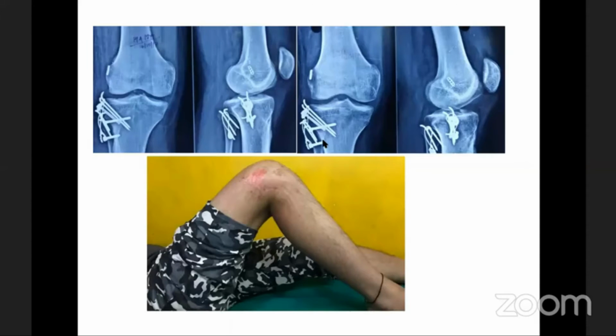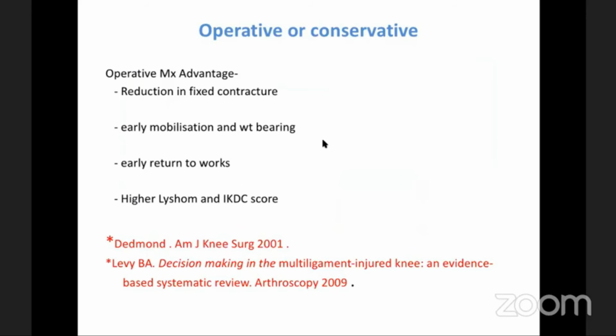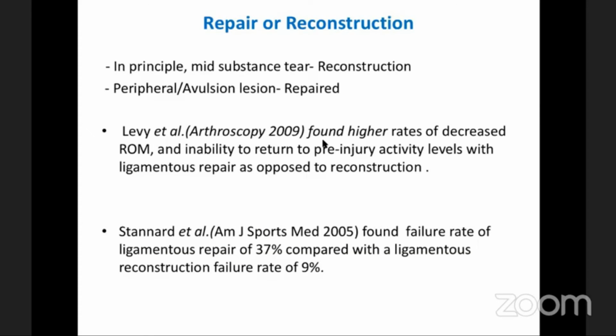This is after the 3 months. Same patient. So about the operative or conservative management, early return to work, and the higher Lysholm and IKDC score. About which ligament should be repaired and which one should be reconstructed: the mid-substance ligament should be reconstructed, and those who are having avulsion injury should be repaired.